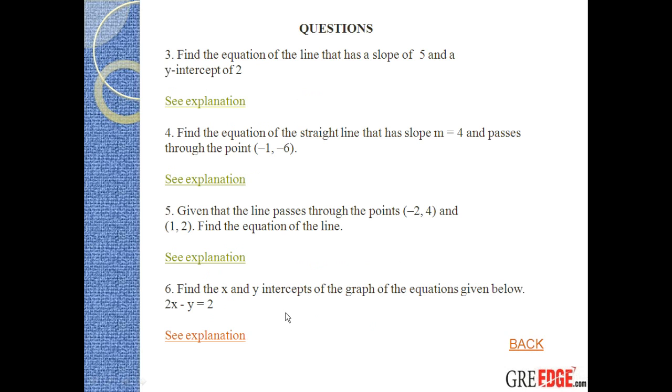Find the x and y intercepts of the equation given below. 2x minus y is equal to 2. Okay. So what is given is the equation of a line. What we have to find is the intercepts, x-intercept and the y-intercept of the line. Okay. So we know that with x-intercept and y-intercept, the equation of the line that can be used is x by a plus y by b equal to 1. Okay, let's see the explanation.